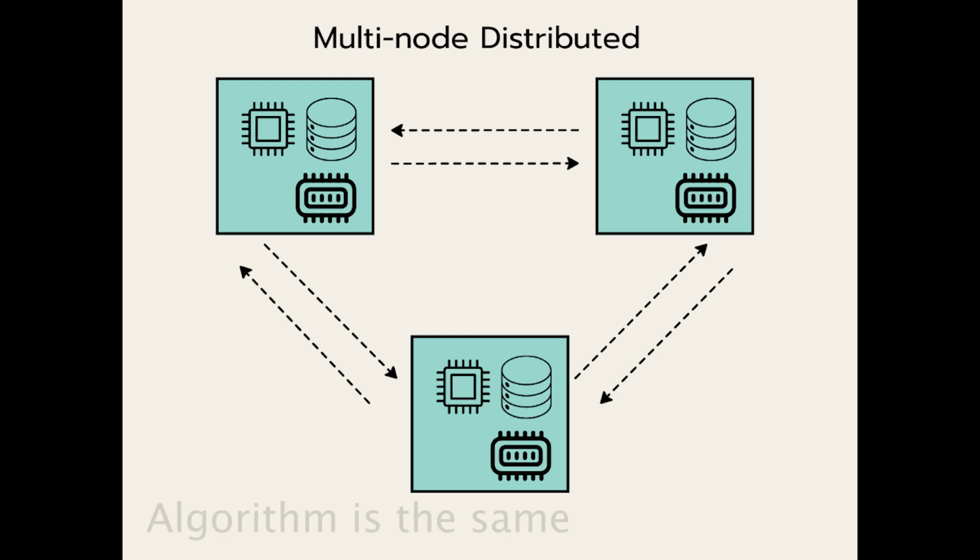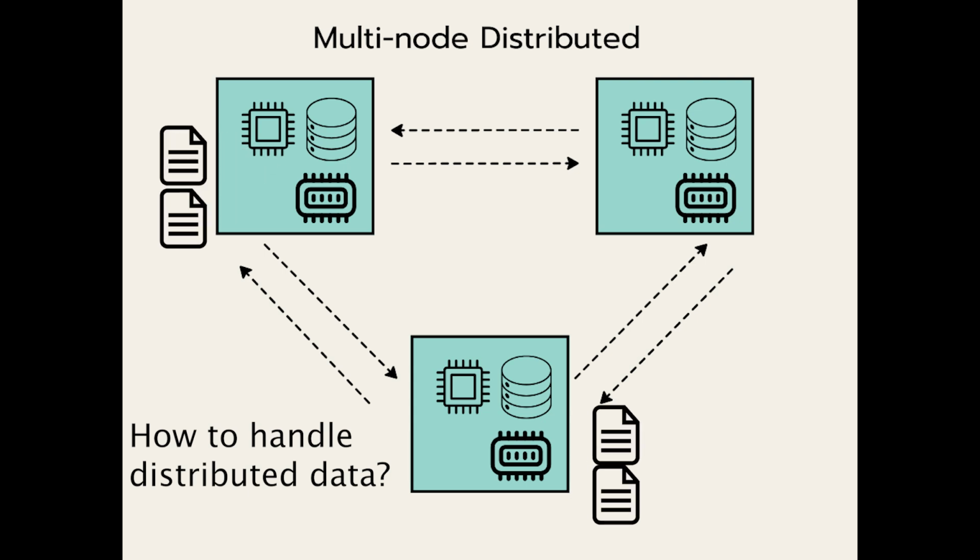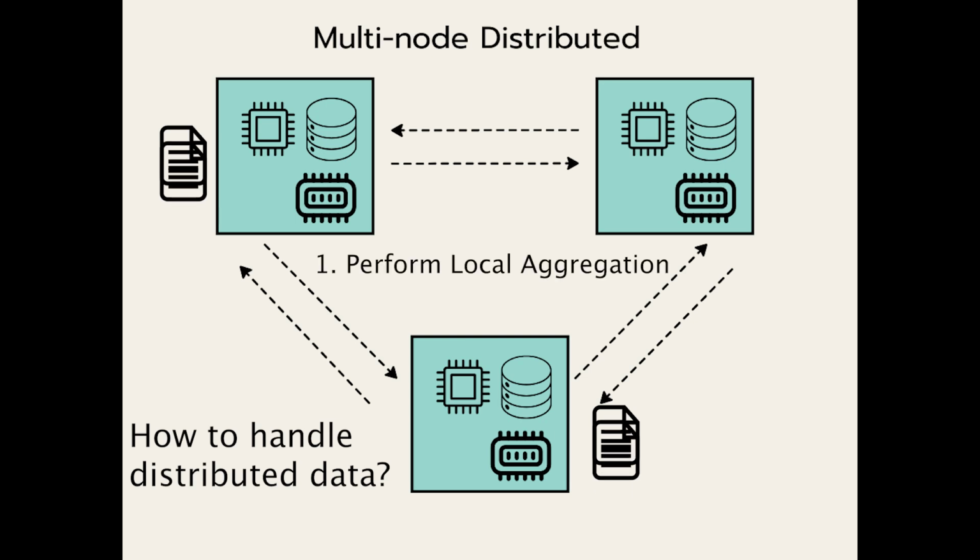Conceptually, this algorithm operates in the same way. However, we run into another issue. What do we do when the data that we need to read is stored on another node? Using the same algorithm as before, we perform a local aggregation on each node.